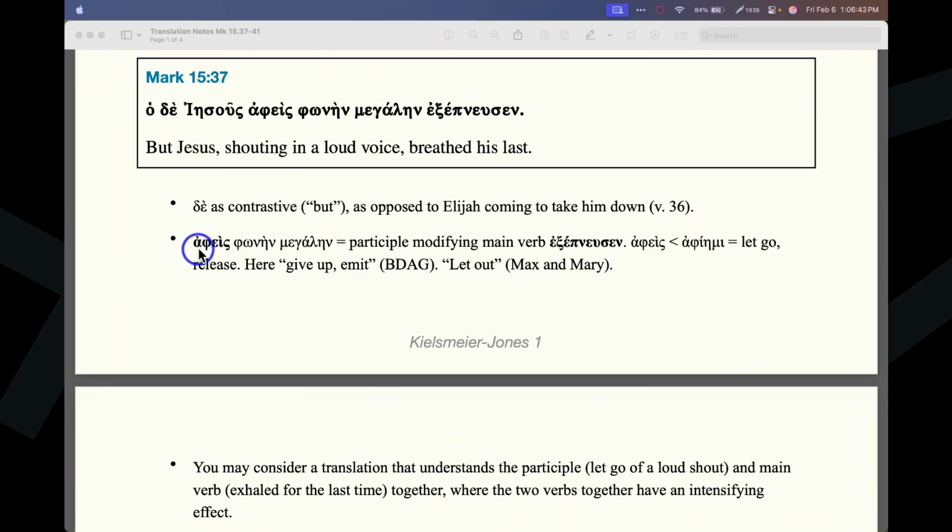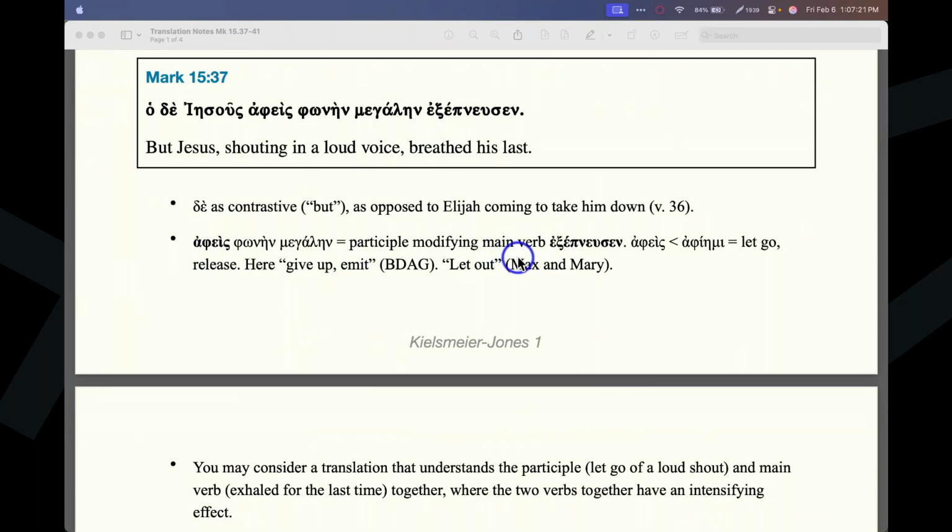We've got this aphēs phōnēn megalēn. That's a participle, and that modifies this main verb, exepneusen. And so if you were doing a more wooden translation, it would be something like this: Jesus, shouting in a loud voice, breathed his last. Or you could say after shouting, or while shouting in a loud voice, or figure out what the relationship is, the participle to the main verb. You could also just translate it as two indicative verbs: but Jesus shouted in a loud voice and breathed his last.